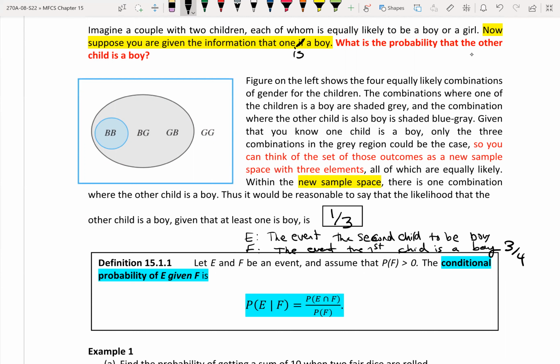Does it make sense? So that's not saying first or second, it's just really one boy. And the intersection, where both of them are boys, is just 1 out of 4. So according to this formula, you have the intersection, which is 1 out of 4, and then the probability that one of them is a boy, which is 3 out of 4. So that's why it is 1/3.